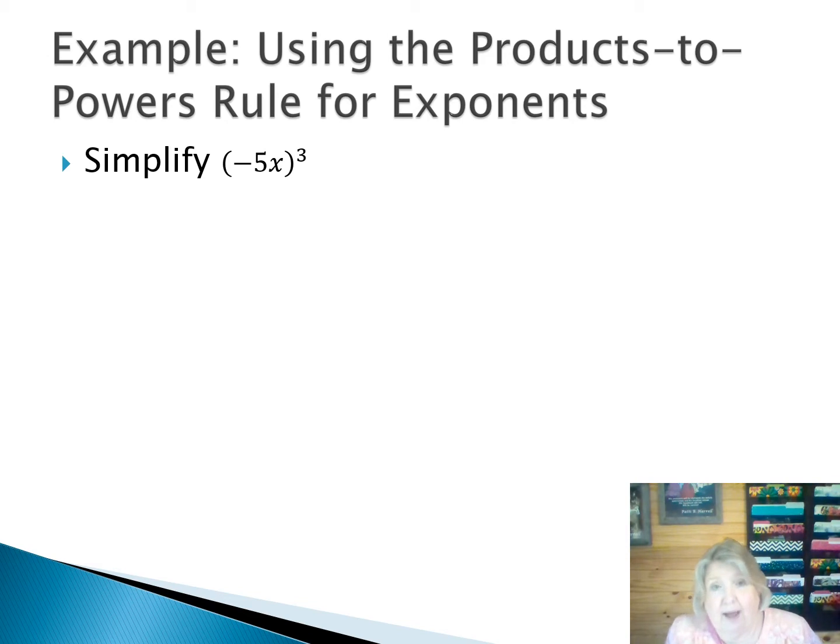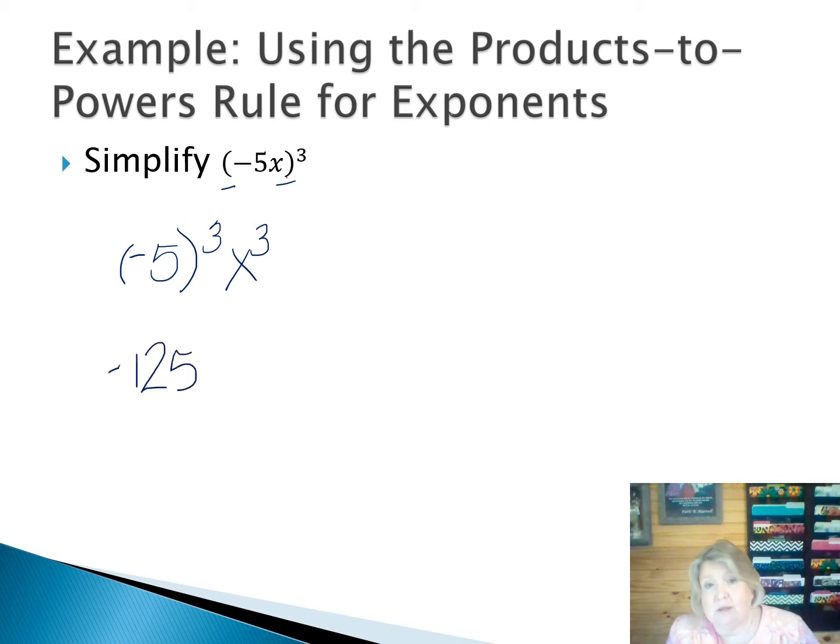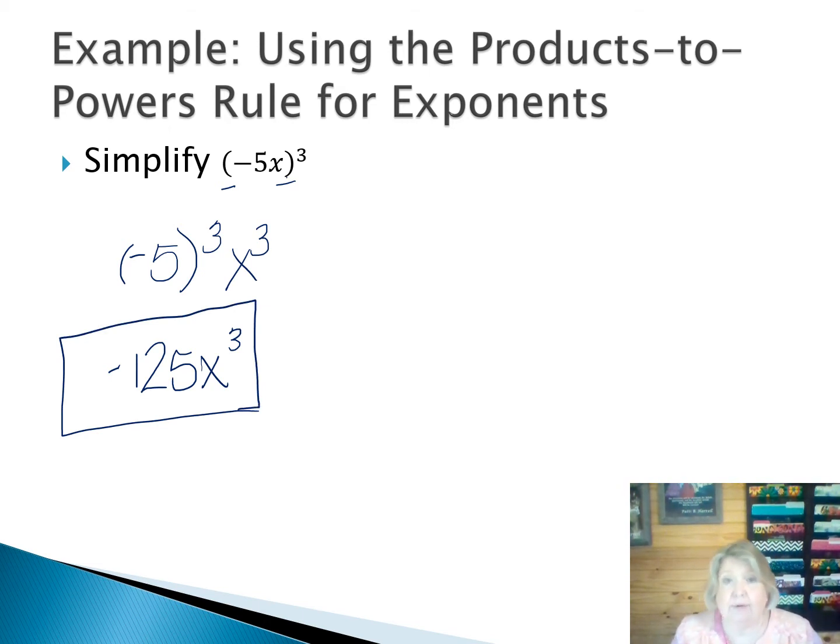So for instance, simplify negative 5x to the third power. Because I have parentheses and the exponent is sitting on the parentheses, this is a product to a power, because inside parentheses I have a product. So I'm going to raise each part of that product, each factor, to the power. Now, I do have to simplify. Negative 5 times negative 5 is positive 25. Times negative 5 is negative 125. So for my final answer, I get negative 125 x cubed. Raising each factor to the power.